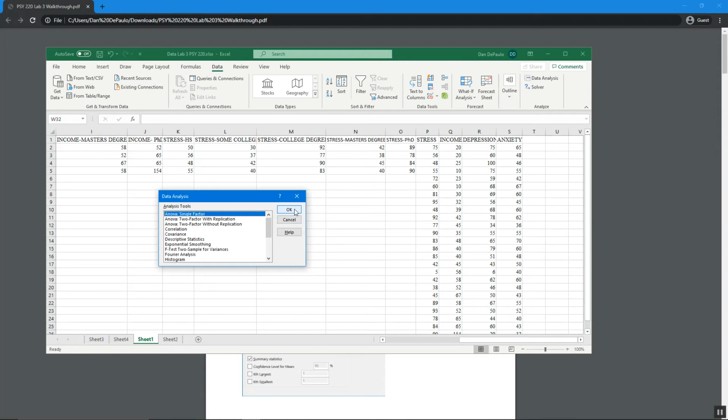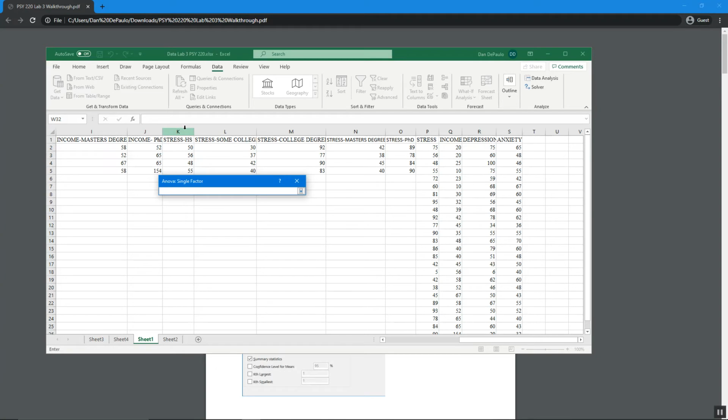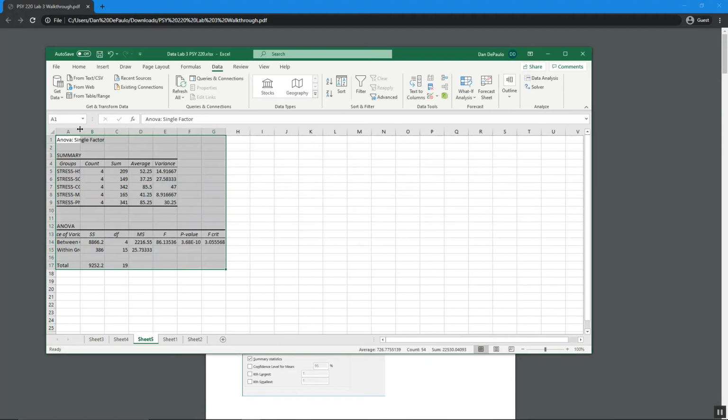Hit OK. Now our input range, we need to select the 5 columns that we're using. So let's select those 5 columns. For stress, once again, so I selected those 5 columns. I want labels in the first row. Alpha's 0.05 is good. Hit OK. Here's my ANOVA.